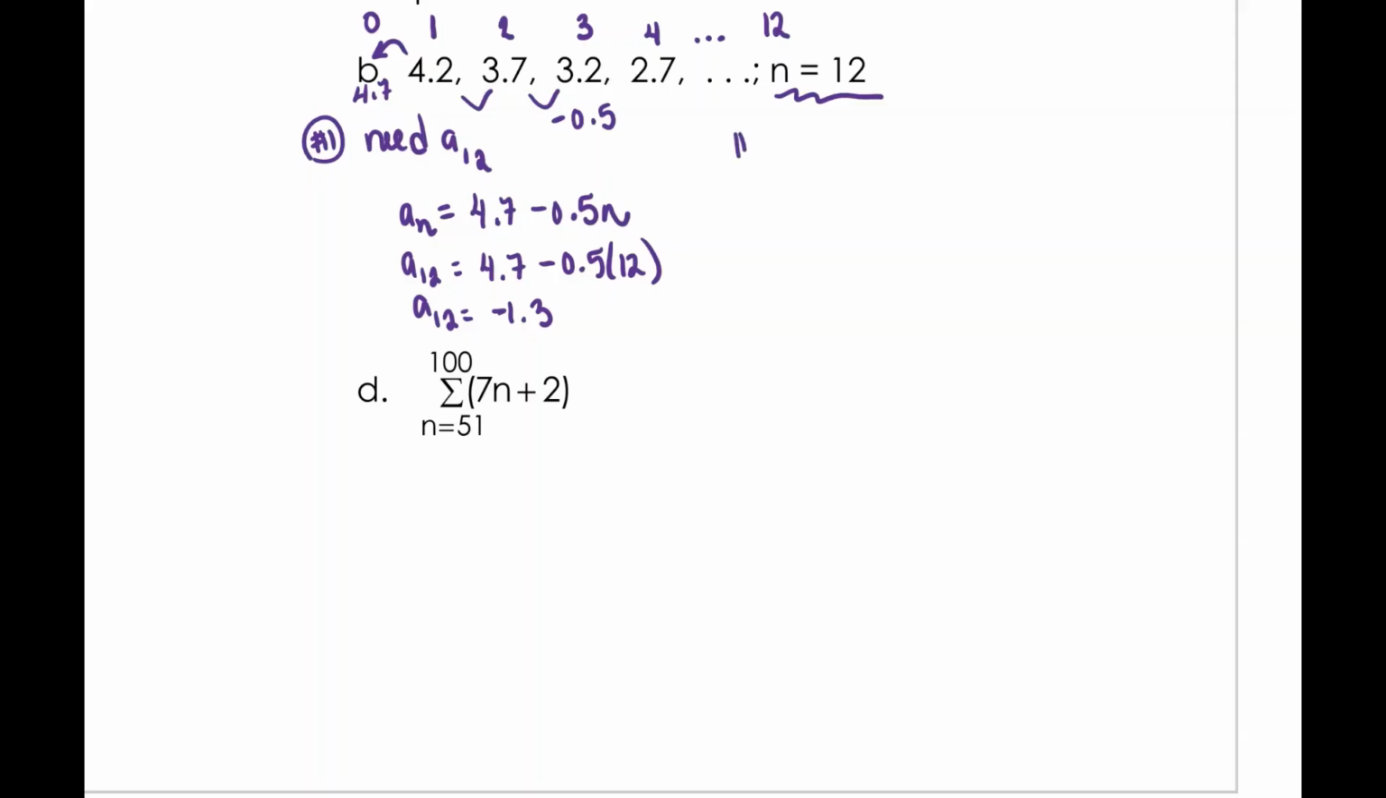Now I have everything that I need for my formula. So S sub 12 is going to equal 12 over 2 times 4.2 minus 1.3. And then just doing the math on my calculator, I get 17.4.